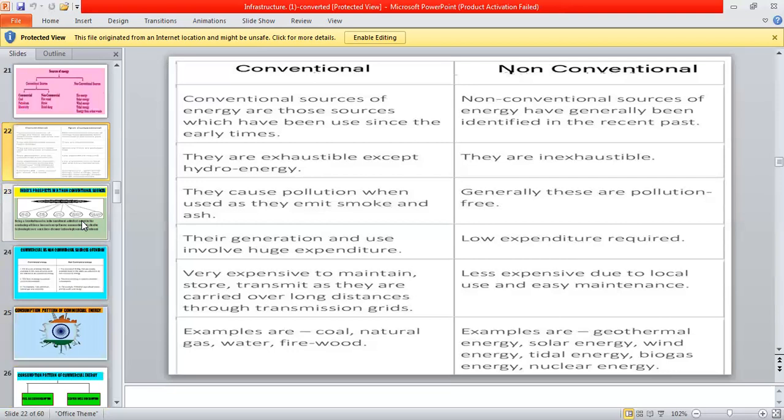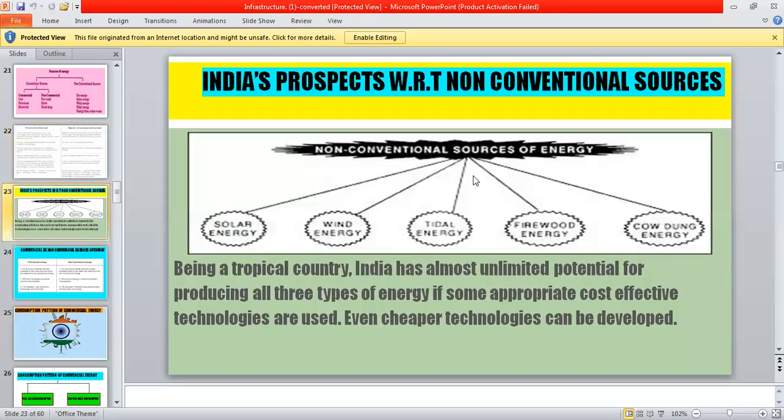Now, in case of India, for conventional sources, we know because these are exhaustible in nature, they are going to finish very quickly. But what about the non-conventional sources of energy? Solar energy, wind energy. Solar energy is the energy you get from the sun. Wind energy is the wind which causes energy. Tidal energy is the energy in water, in sea when you have tides. The energy produced, firewood energy, and cow dung energy.